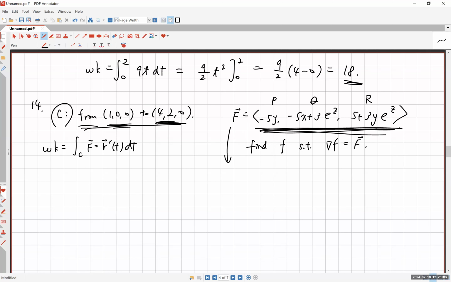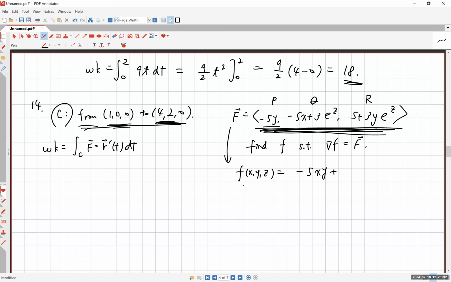Once you guess or determine that this vector field is conservative, try to find f, which is a function of x, y, z, so that when you take the partial of f with respect to x, you get negative 5y. So that means you have to have negative 5xy as a term, okay?